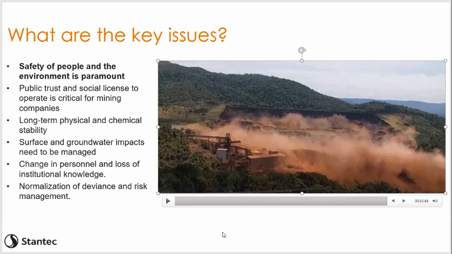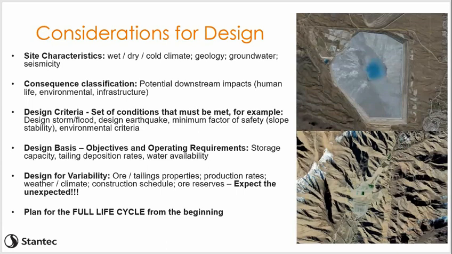So we've sort of established all the things that can go wrong with these facilities. So what do we do to make sure that we're creating a safe, sustainable, responsible design? It starts with site characterization. It starts with your climate. Is it a wet climate where we have too much water and we're going to have to figure out where to store water, where to discharge water, etc.?